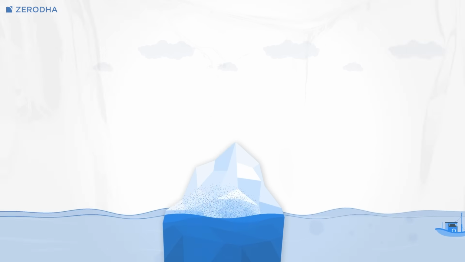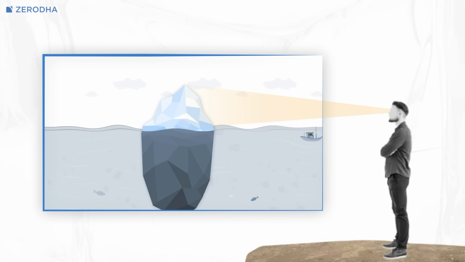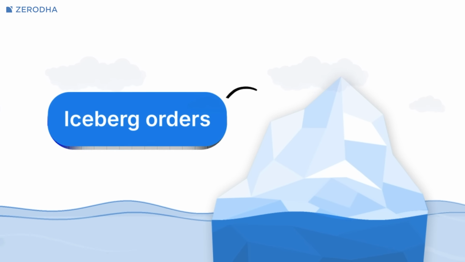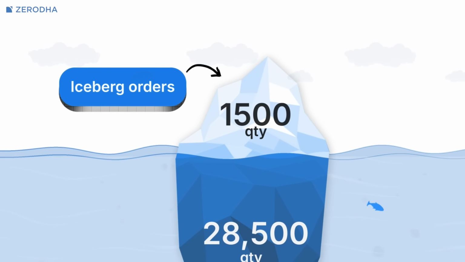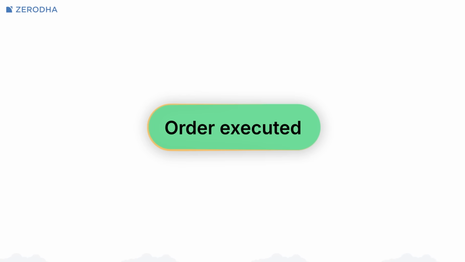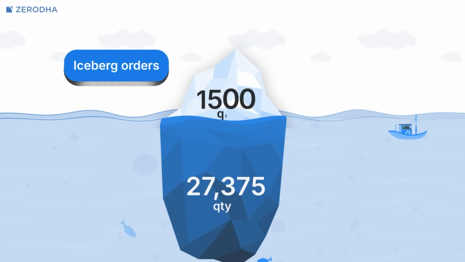Think of it like an actual iceberg. You only see the tip above the water while the massive bulk stays hidden under. An Iceberg Order shows only a small portion of your total order in the market at any given time. Once that visible part gets executed, the next chunk automatically appears. Now here's why this matters more than you might think.